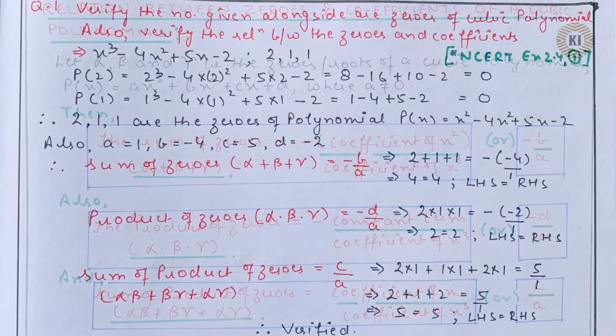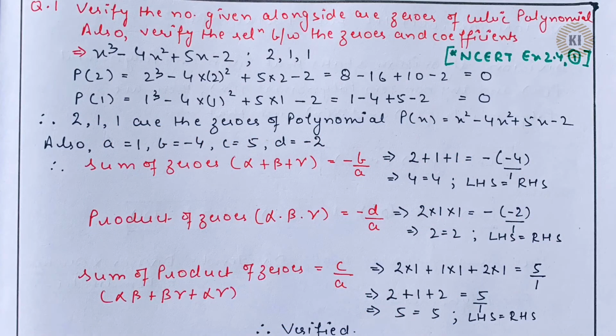Okay, now let us take one question. This question is from NCERT optional exercise 2.1, first question, second part. Why am I taking it from the optional exercise? Because no other cubic polynomial question is there. That's why I had to take it from our optional exercise. So what is the question? The question is: verify the numbers given alongside are zeros of the cubic polynomial and also verify the relation between the zeros and coefficients. That means you have to check two things. First, whether they are the zeros, and second, you have to verify the relation.